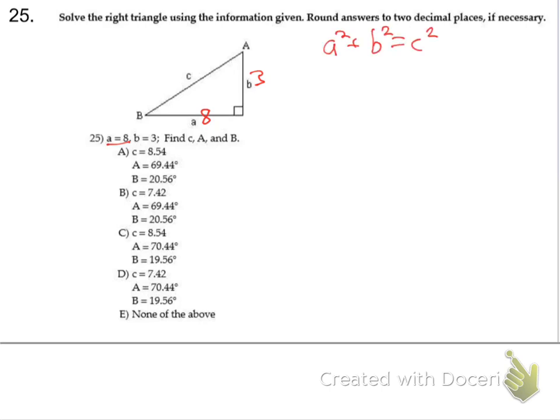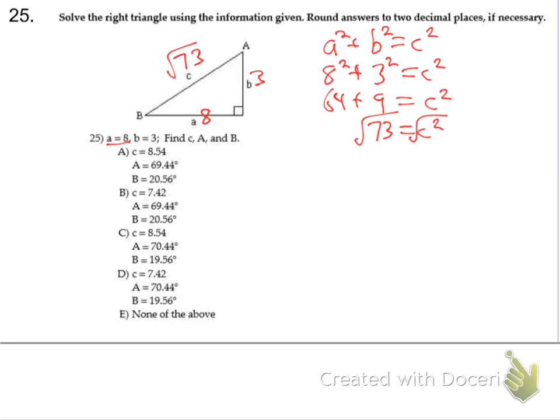A squared plus b squared is c squared. I think these ones are pretty easy for y'all. What's that, 64 plus 9. So it's the square root of 73, which, I don't know what that is. Is that the 8.54? Okay, so right away I'm like, hey, it's one of these 8.54s, probably. It could be none of the above. It's probably one of those.